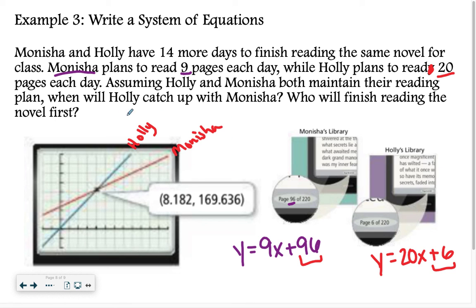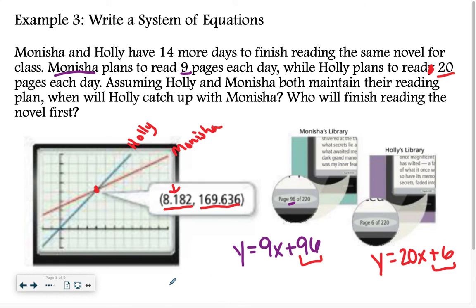So then we want to figure out when will Holly catch up with Monisha. If we look, they intersect at about the point 8.182 and 169.636. So I'm going to just round. This is a little more than 8 days. So in order for her to catch up, she's going to have to read for more than 8 days. So I'm just going to say 9 days.